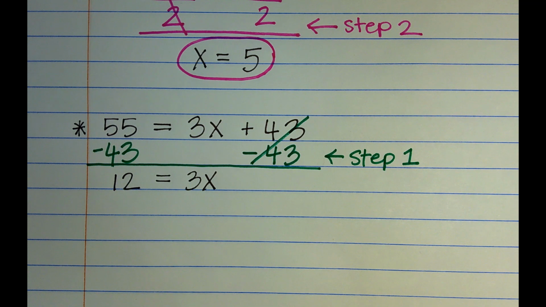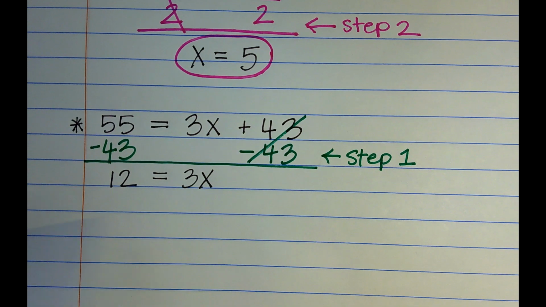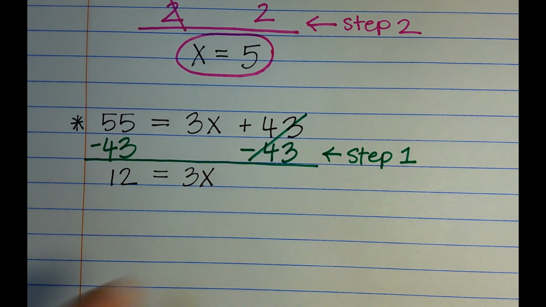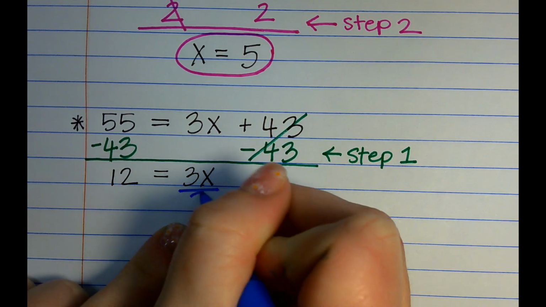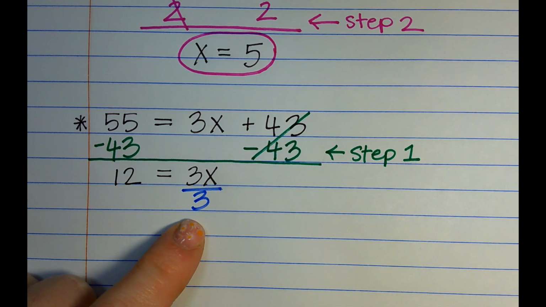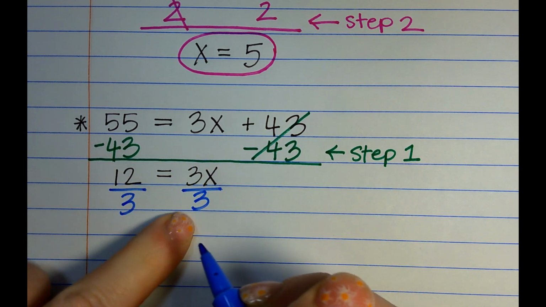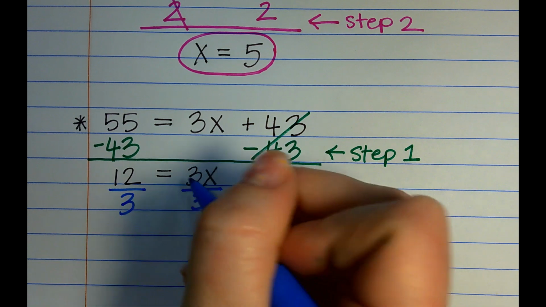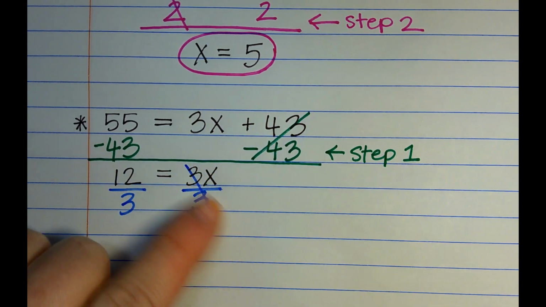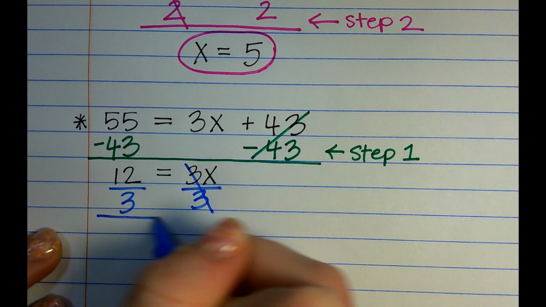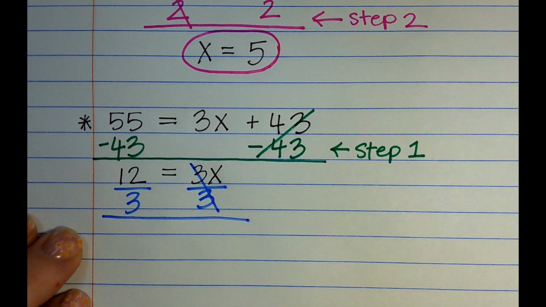So I'm going to let somebody else try. I want to make sure everybody's got it. Who thinks they know what we should do here now? You're going to divide by 3, and then you're going to divide 12 by 3. Yes, we're doing 3x divided by 3, 12 divided by 3. That's going to cancel out my 3s and gets me x by itself.